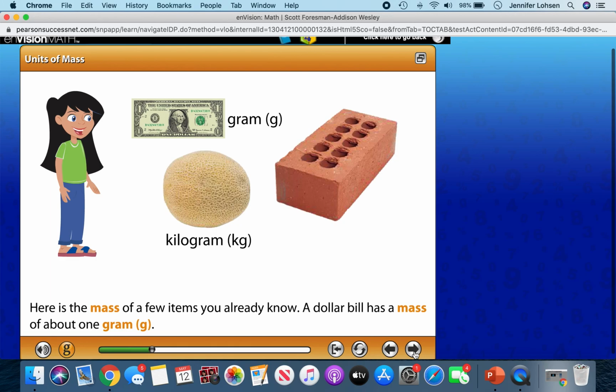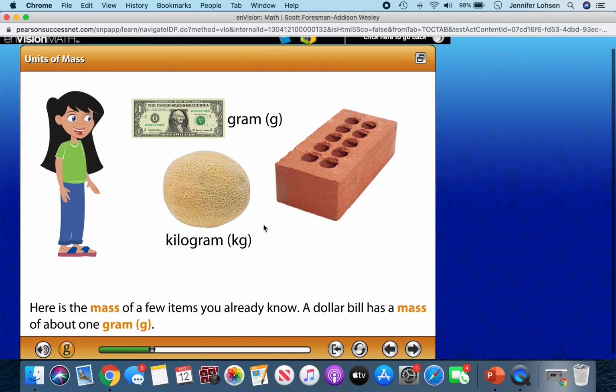I don't have a dollar in front of me, but I do have a small piece of paper that's about the size of a dollar. So it's very light. I can actually bounce it up and down in my hand without even thinking about it. I could hold this all day long with zero effort. It would take me no work at all to hold this dollar forever. Okay. Now, a kilogram would be about 1,000 grams.